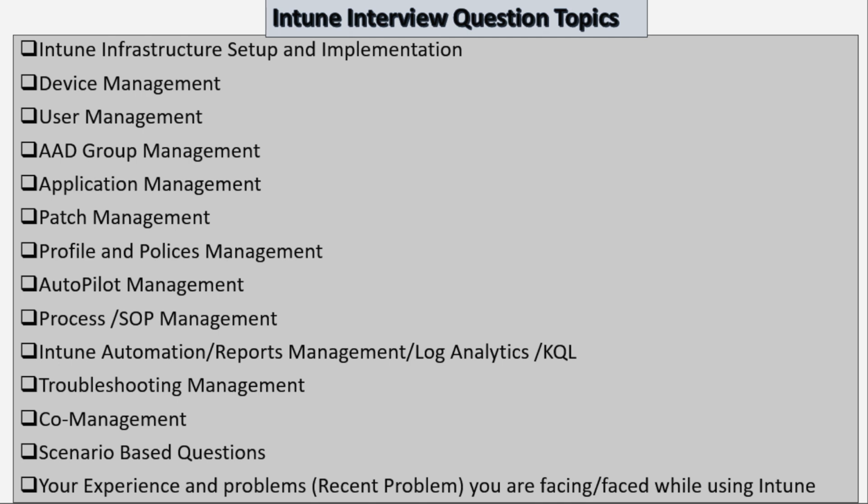Then coming to the next, autopilot management, they might ask a question around what is the prerequisite to implement the Windows autopilot, how many ways we can perform a Windows autopilot, what is the difference between Azure AD Join Windows autopilot versus hybrid Azure AD Join Windows autopilot. They might also ask a question about the prerequisites in case of hybrid Azure AD Join and autopilot, what is the domain join profile, what is ODJ connector.